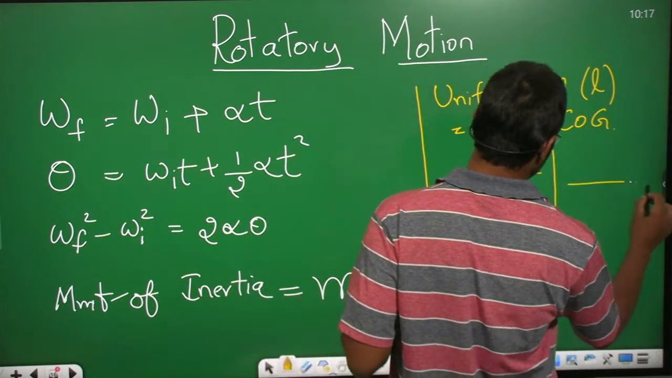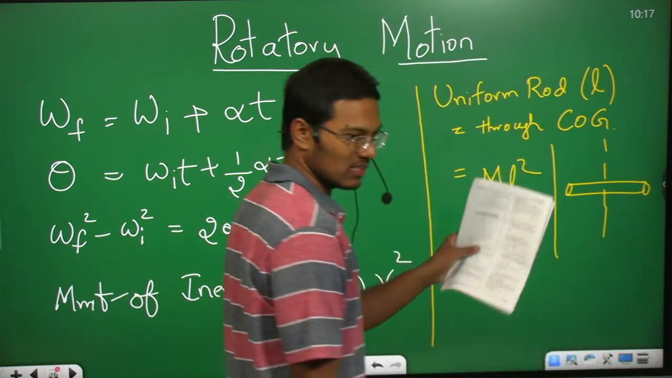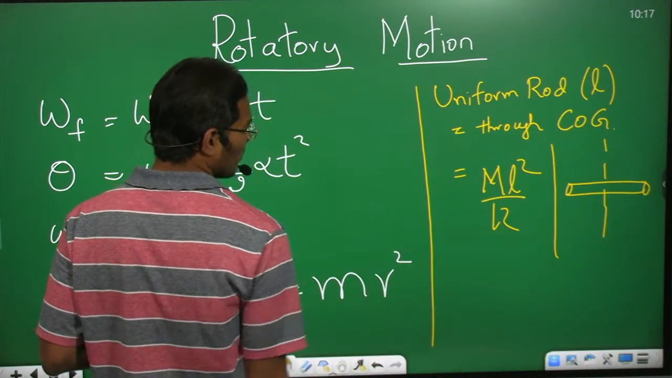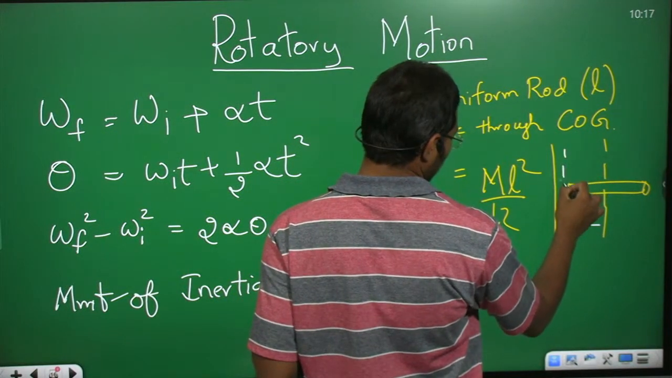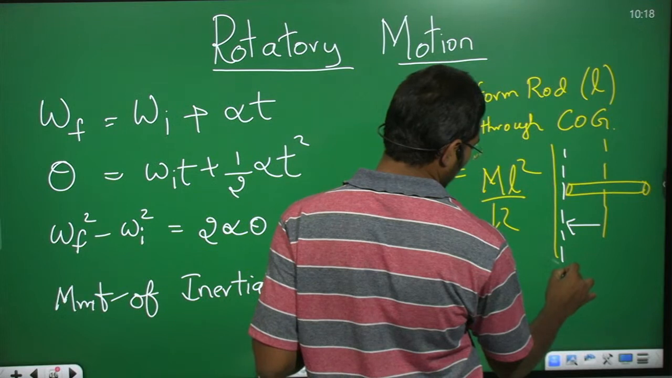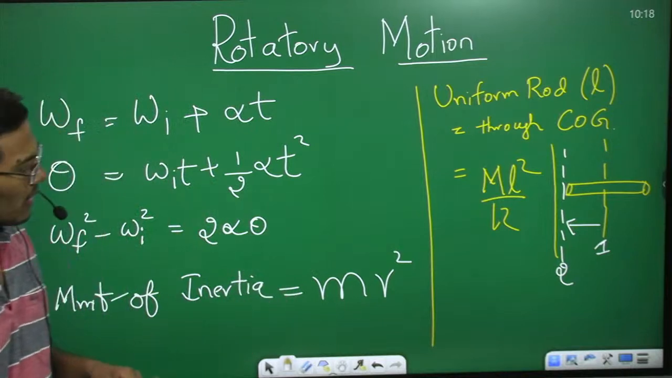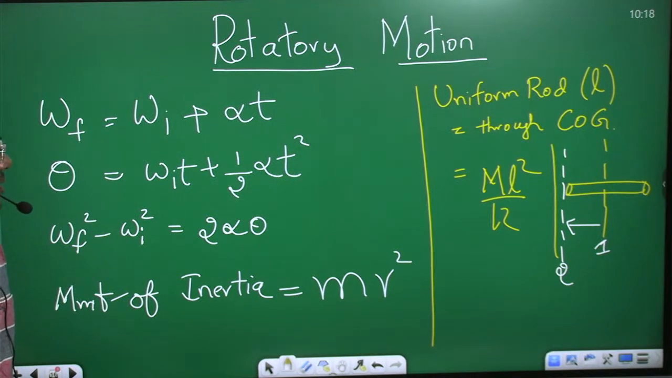See, this is the rod. The axis is this, okay? What if we try to shift the axis to this end? See, if the axis is along 1, it is ml square by 12. So what is the moment of inertia of a uniform rod of length L whose axis is 2? Try to answer.